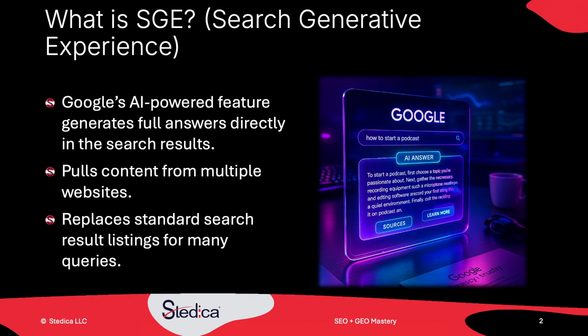1. What is SGE? SGE is Google's AI-powered search feature that can generate complete answers right on the search results page. Instead of just listing links, it provides a detailed response using data pulled from multiple websites. For example, if you search for how to start a podcast, SGE might display a complete guide with step-by-step instructions directly in the search results. This means users can get their answers without ever clicking on a website.